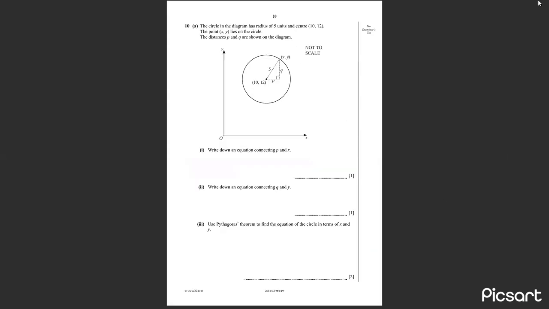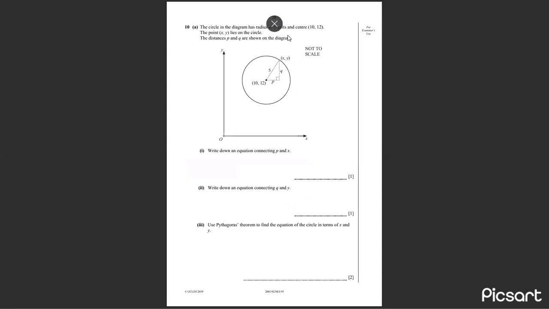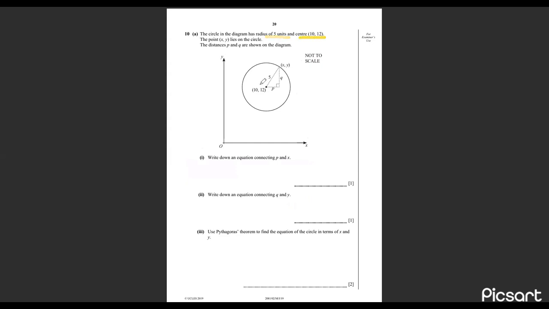Question number 10. The circle here has a radius of 5 units and center of (10, 0). As he gives you a coordinate, he for sure will ask you about the equation of the circle. The point (x, y) lies on the circle. The distances p and q are shown in the diagram. So this is p, and this is q, and this is the radius 5, which is also the hypotenuse. Write down the equation connecting p and x.